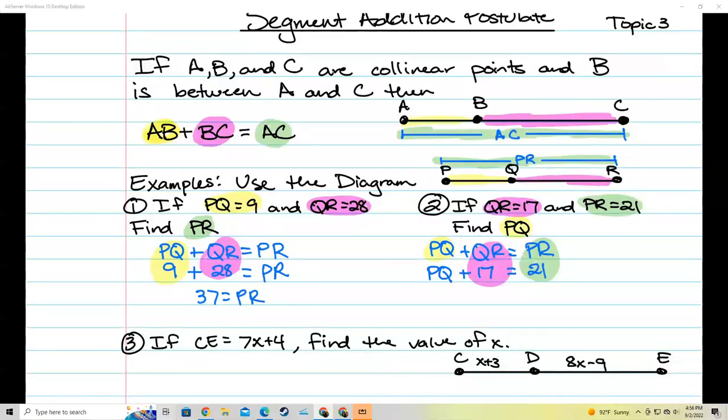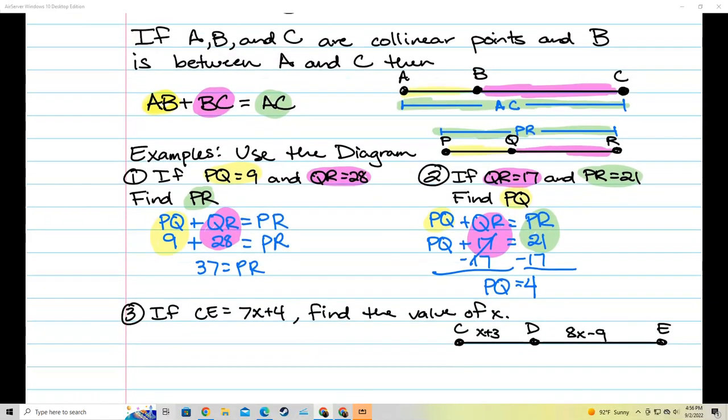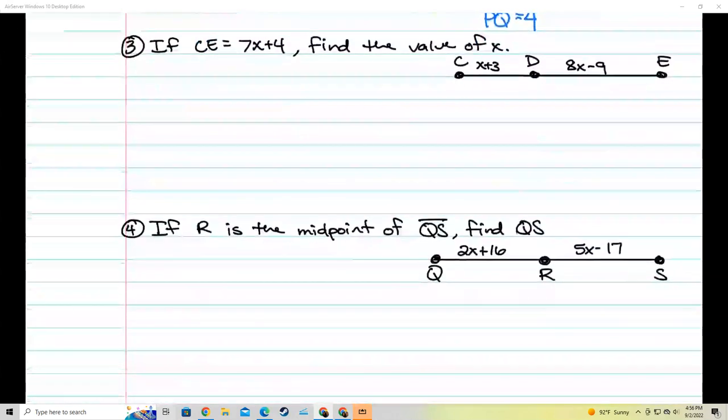Now that I have it, I'm going to solve for PQ. PQ has that plus 17 in its way. In order to get rid of that plus 17, I'm going to subtract 17 on both sides. These cancel, and I get PQ is equal to 4. And I'm going to check again. Did I answer the question? They asked me to find PQ, and sure enough, I did find PQ. PQ is 4.